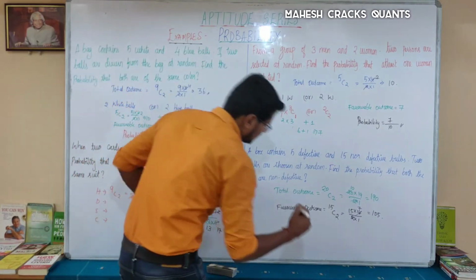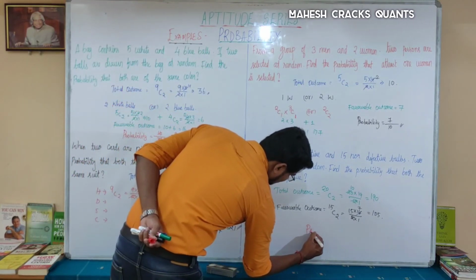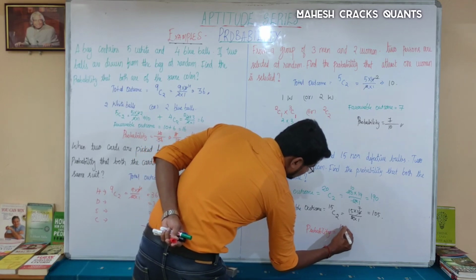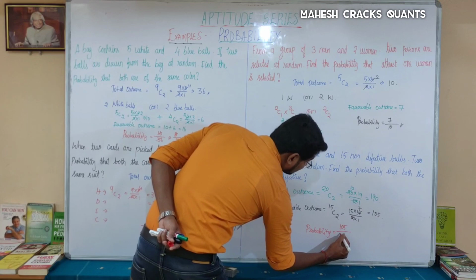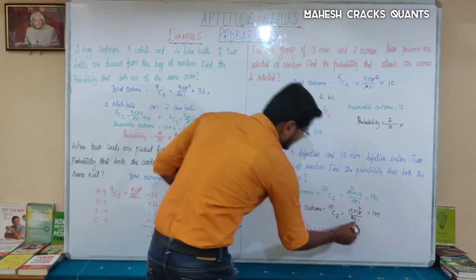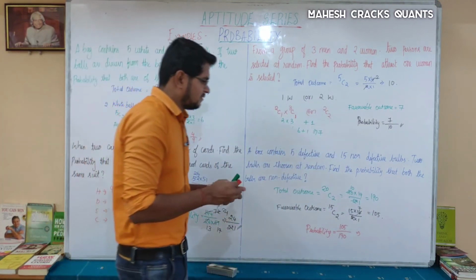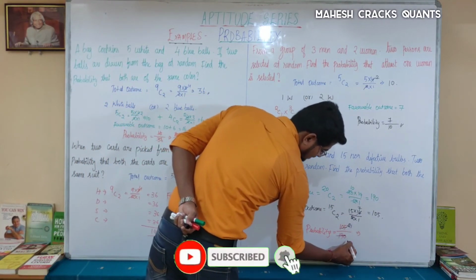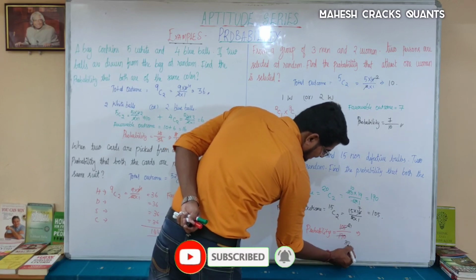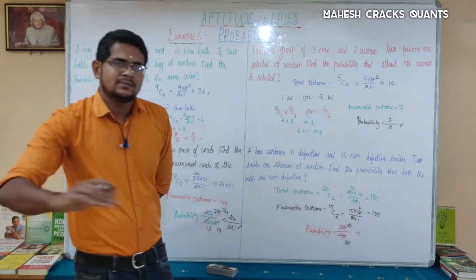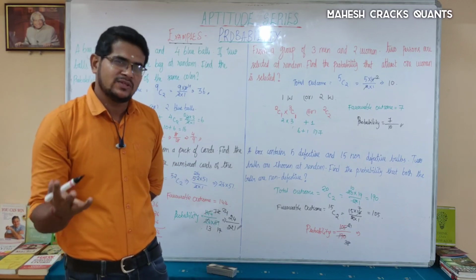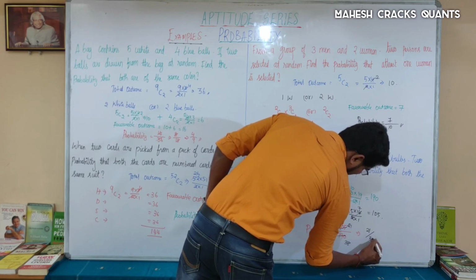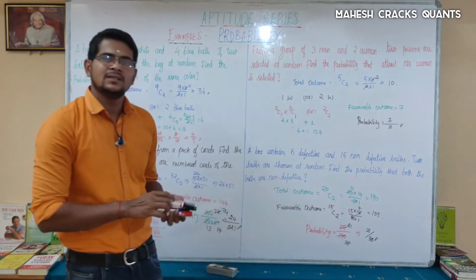What is the probability? Probability is equal to favorable outcome in the numerator, total outcome in the denominator. You can cancel with 5. How many times of 5 is there in 105? 21 times. How many times of 5 is here? 38 times. Am I right? 38 times 5 is 190 because 40 times 5 is 200. That's it. So the answer for this question is 21 by 38. The probability is 21 by 38.